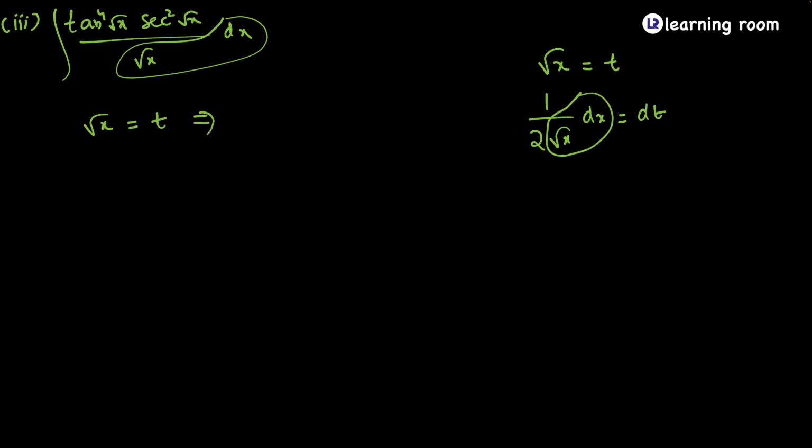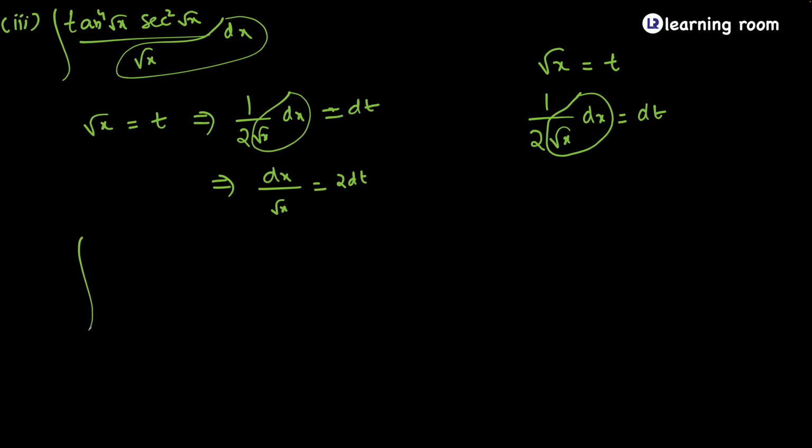Actually, this is directly giving you the hint, but I'm just sharing the method of how you're supposed to think. So root x is equal to t, and 1 by 2 root x times dx is equal to dt. Convinced? So dx divided by root x is going to be equal to 2 times dt.